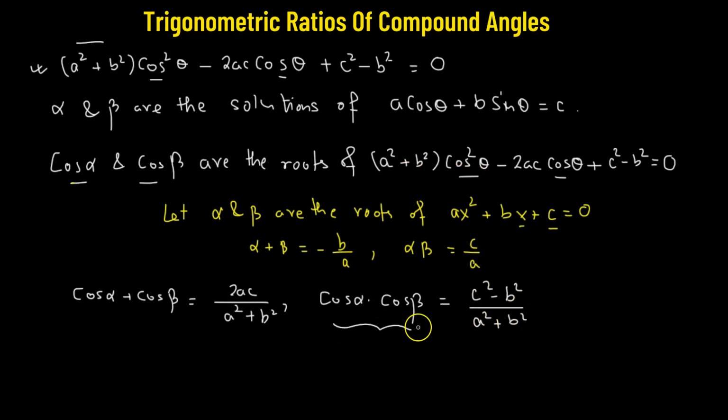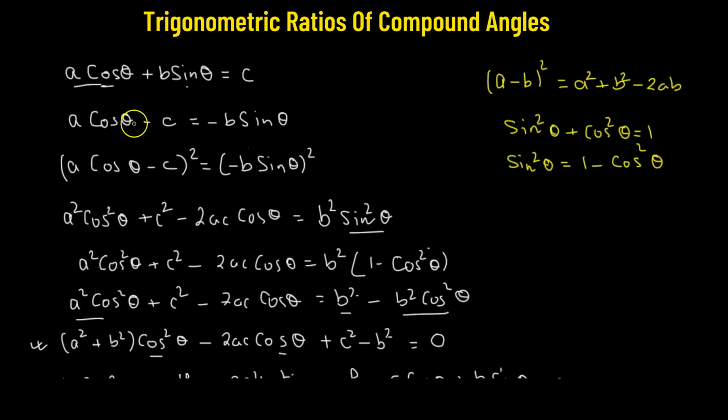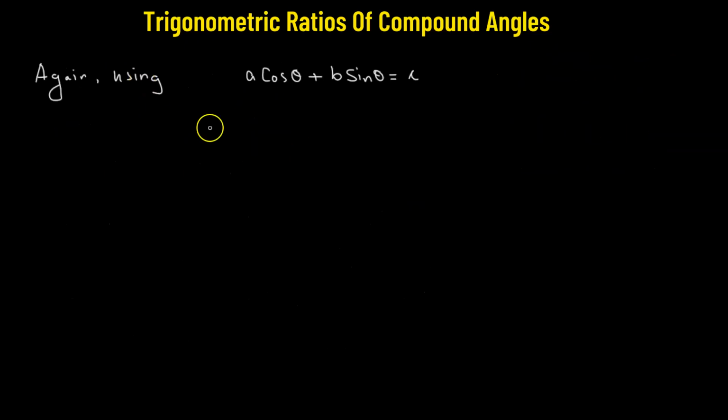Now we have obtained the product of the roots. Our next task will be to obtain the product of sine alpha and sine beta. For that we'll again have to go back to our original equation, which is a cos theta plus b sin theta equals c. This time we'll try to convert this equation in terms of sin theta. That's very simple. We'll keep b sin theta, transpose the c to the left hand side, and transpose a cosine theta to the right hand side to get negative a cosine theta.